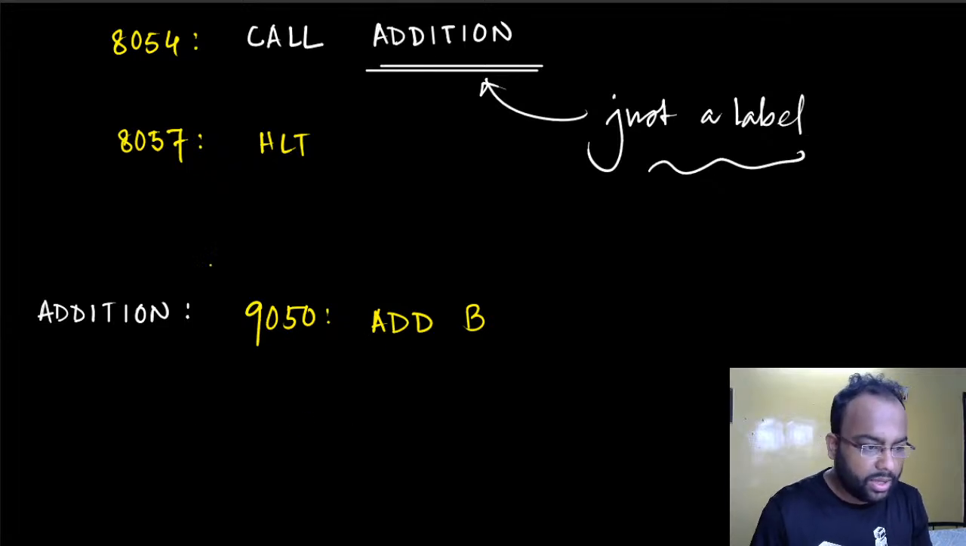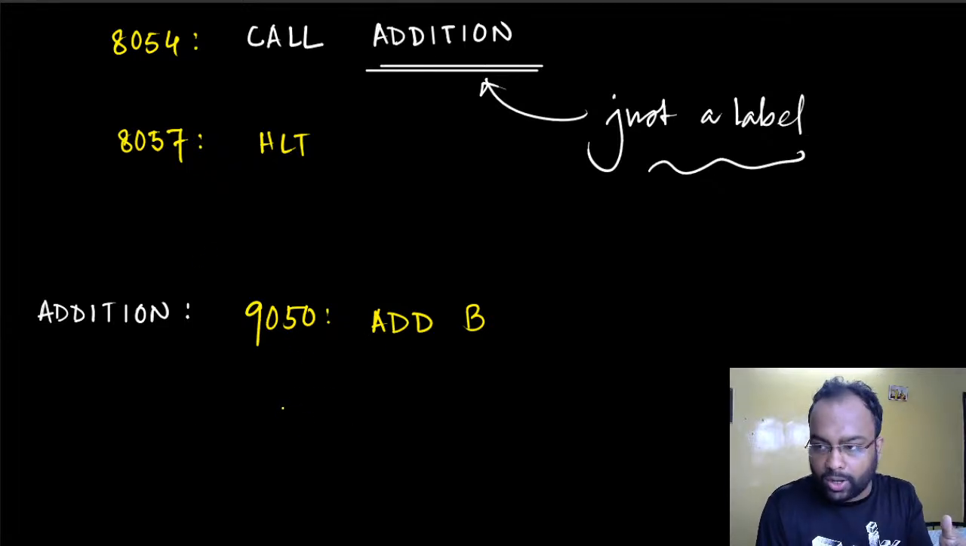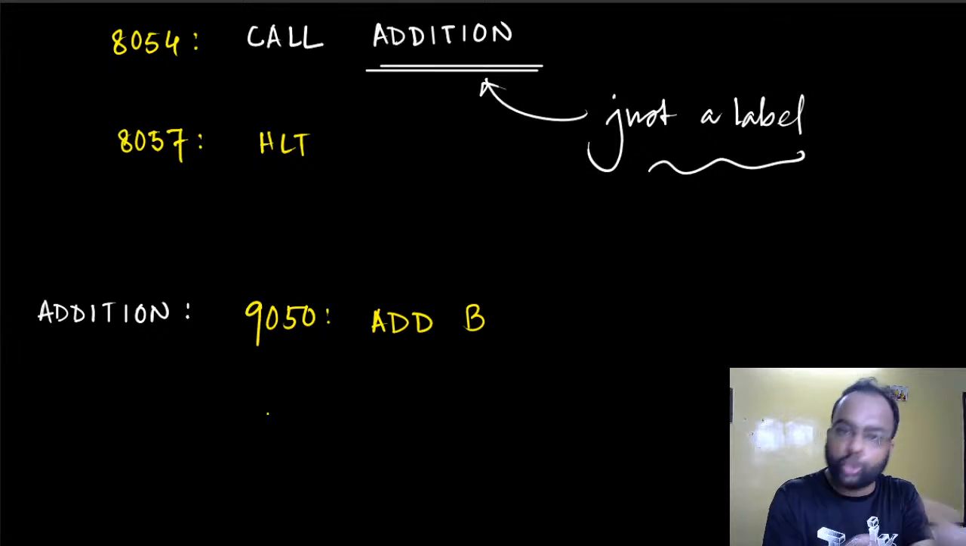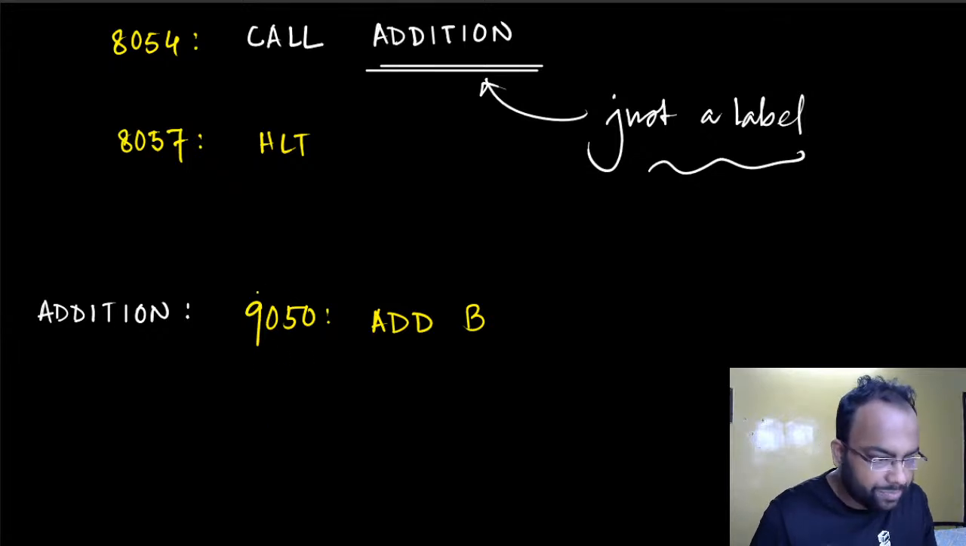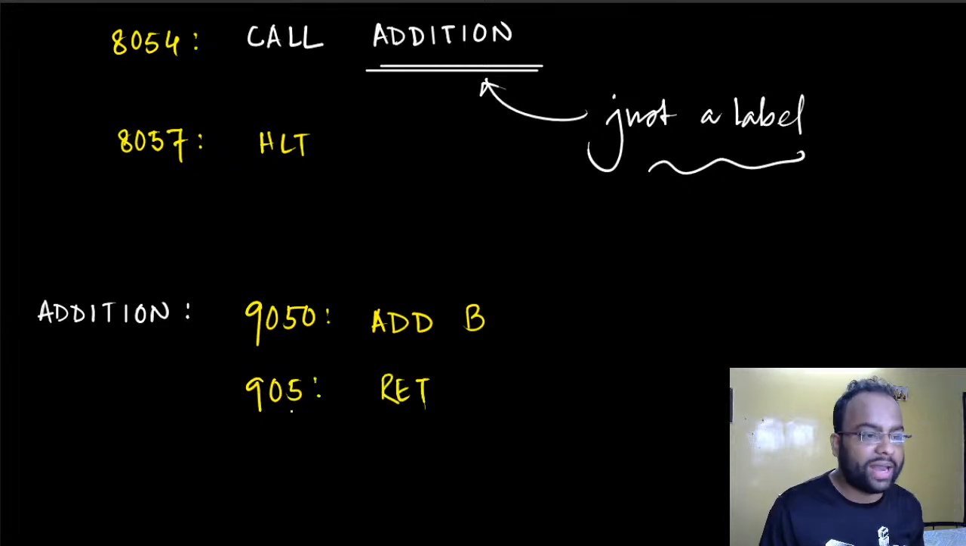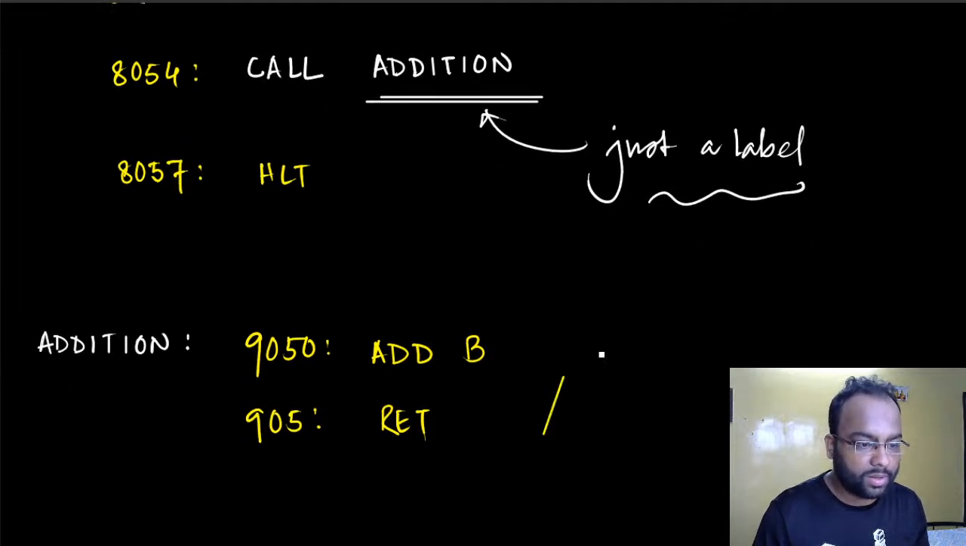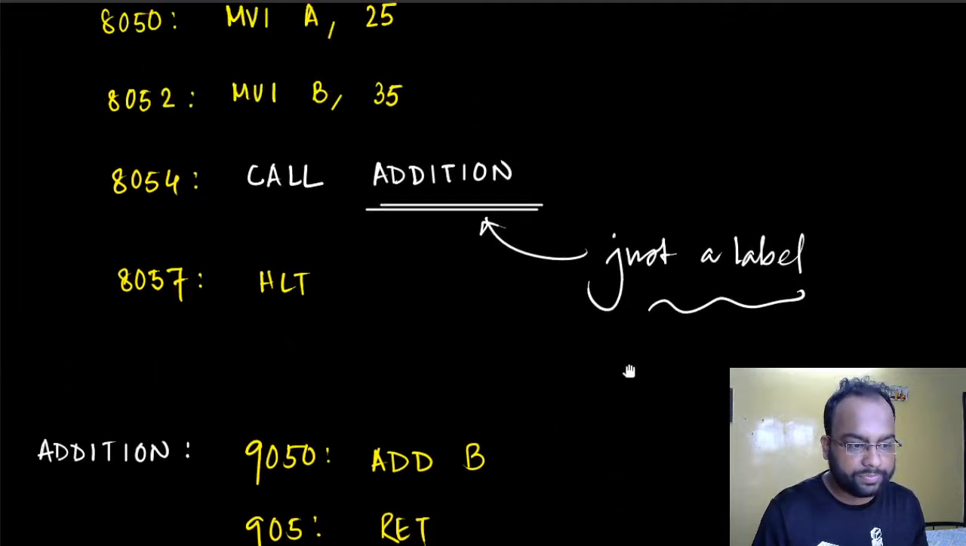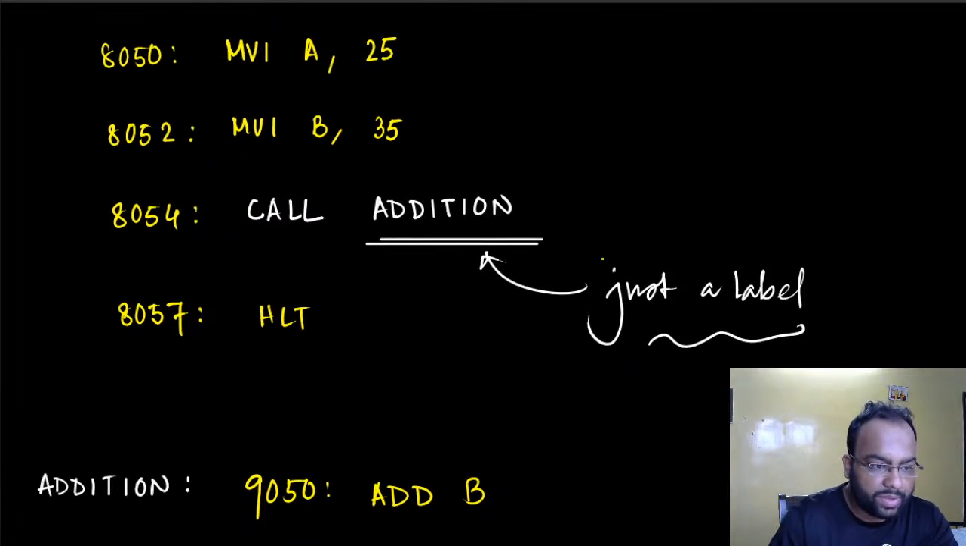Just as usual, you usually return something from a function. For example, in memory location 9051, I would have just a return instruction. This is what happens. Let me tell you.